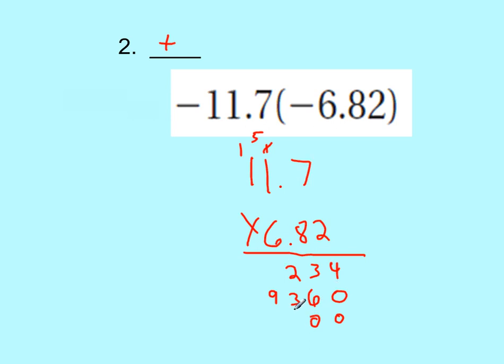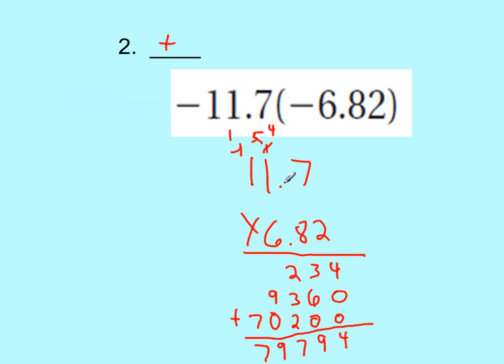6 times 7 is 42. So put my 2 down, mark out, put my 4 up here. 6 times 1 is 6, plus 4 is 10. So put my 0 down, mark out, and put my 1 up. 6 times 1 is 6, plus 1 is 7. Now I'm going to add these 3 numbers together. This gives me 4, then 9, then 2 plus 3 is 5, plus 2 is 7, then 9, and 0 is 9, and then 7. Now we've done all the multiplication.